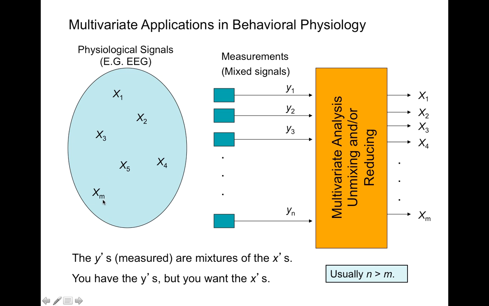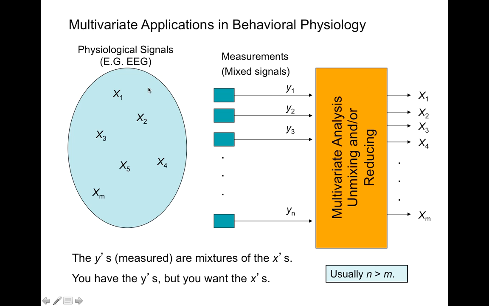So within the brain, we might have M locations or M sources that are emitting energy. But our measurement system might actually have N components. So we might have a 60-channel EEG system measuring, for example, 20 physiological signals. As a general rule, you want your number of measurement channels to be greater than your number of signals being measured, because this allows you to do something not unlike triangulation. So the measured variables are always a mixture of the x's.